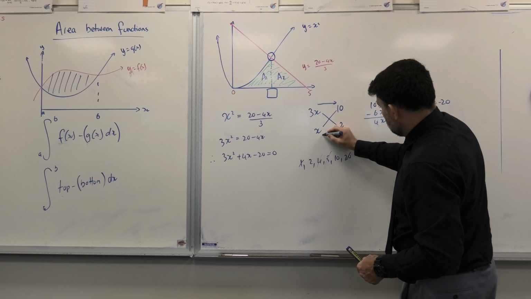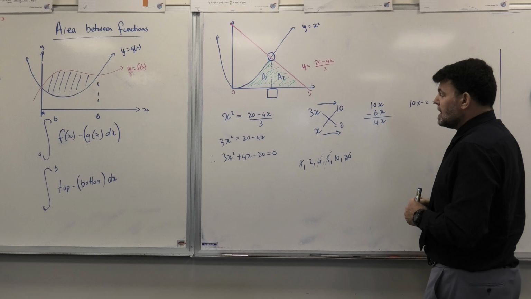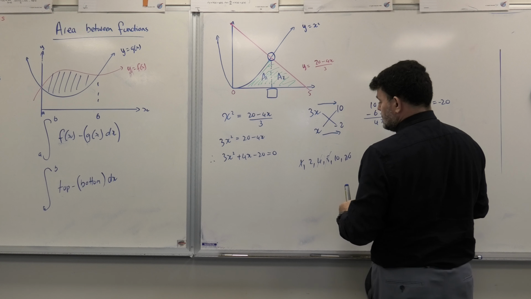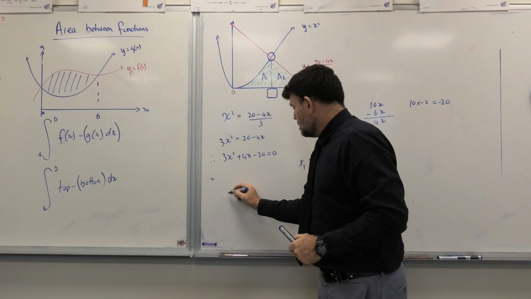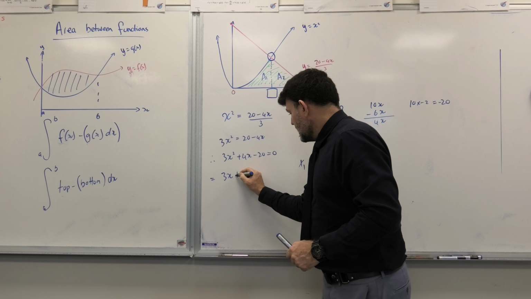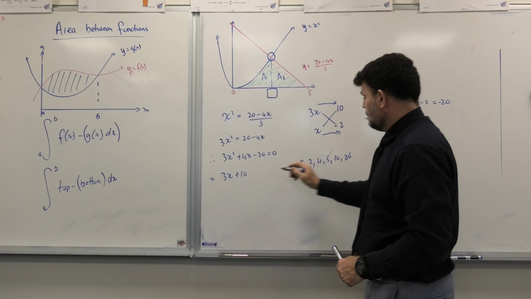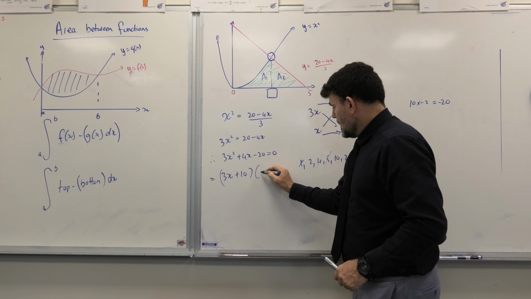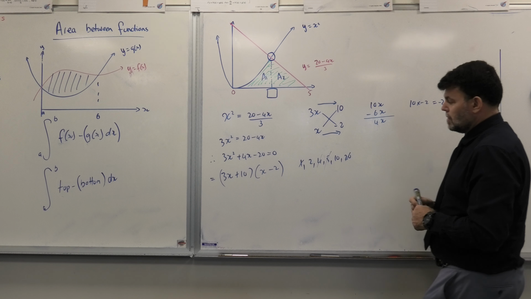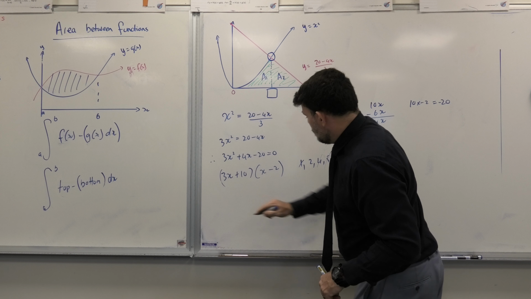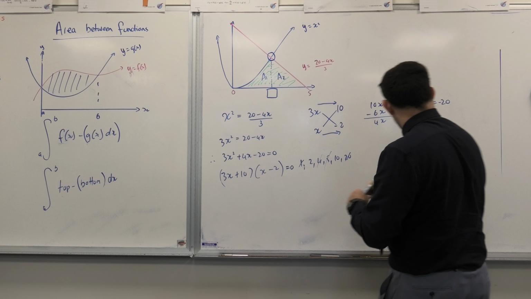And now it's just a matter of coming across. And these become your factor pairs. So as we look at this here, our factor pairs become 3x plus 10 and x minus 2. So we can now rewrite this here as equal to 0.